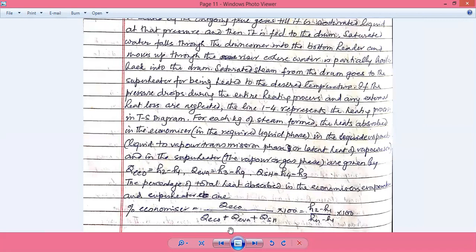The percentage of total heat absorbed in the economizer, evaporator, and superheater are like this. For the economizer, Q economizer multiplied by 100, or H2 minus H1 divided by H4 minus H1 into 100.